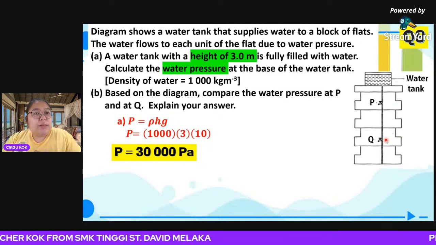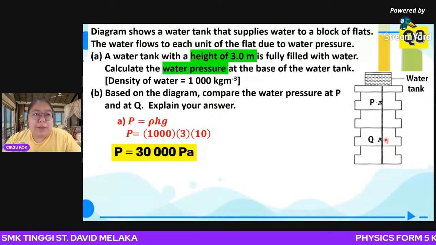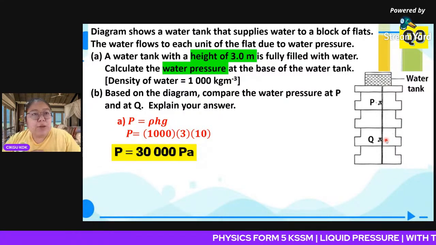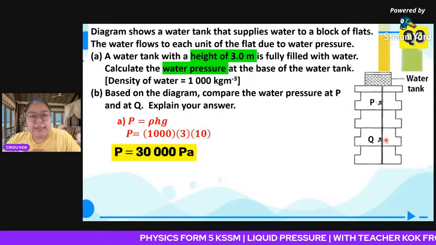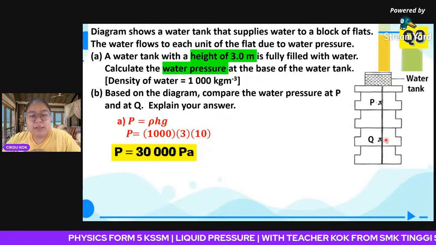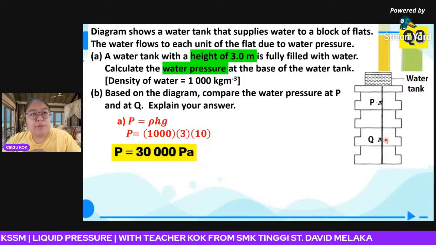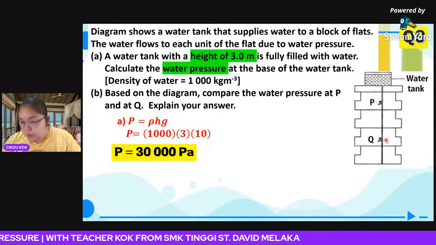Okay, this one, no calculation, is it? Very fast only. Just tap there, then you show me the answer. Okay, P and Q. Which one produces the highest pressure? Okay, Q. Okay, Sabrina, give me the answer. There's a Q. Sharon also Q.